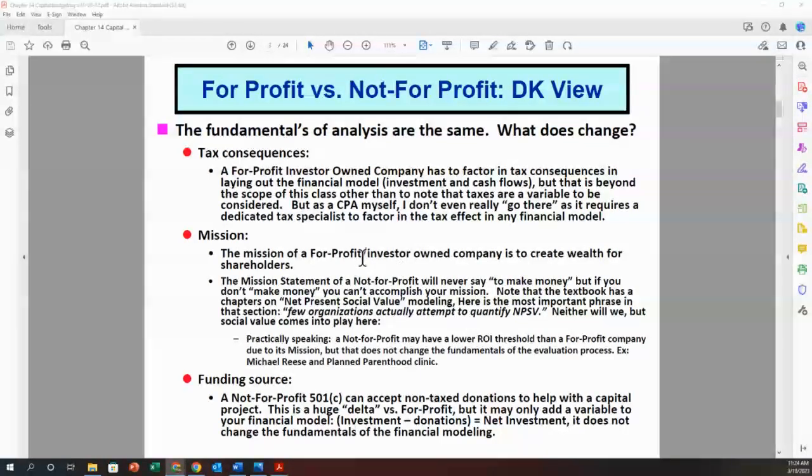And then the third kind of big major difference is funding sources. So, a 501c, a not-for-profit 501c, can accept non-tax donations to help with a capital project. So this is a huge distinguishing factor versus a for-profit company. It doesn't change any of the principles. It just potentially changes the investment, net investment. So, you may say investment minus donations equals your net investment.